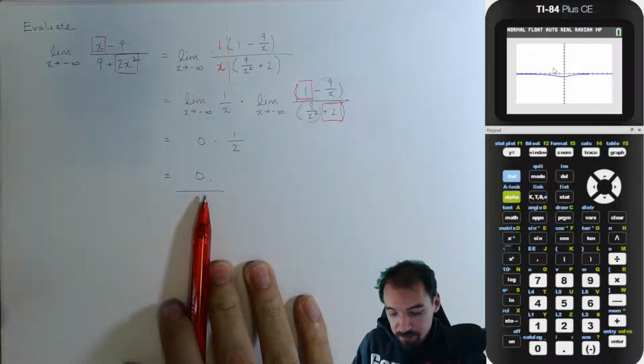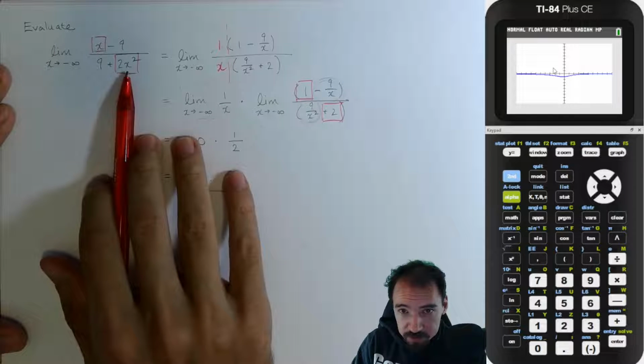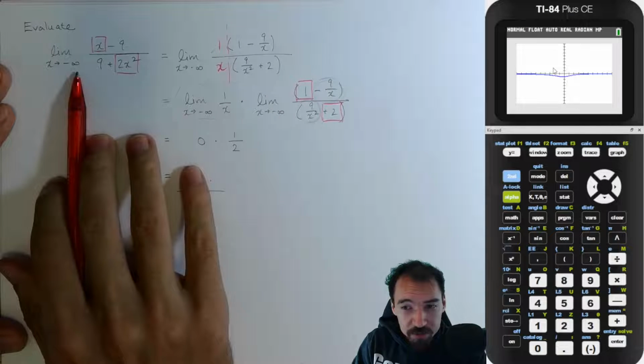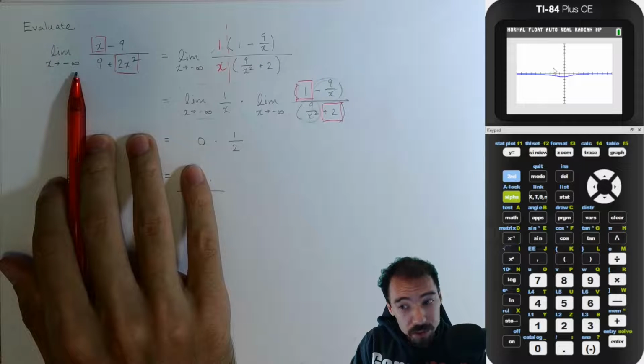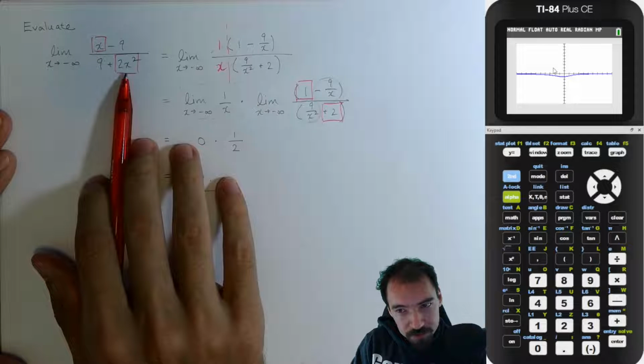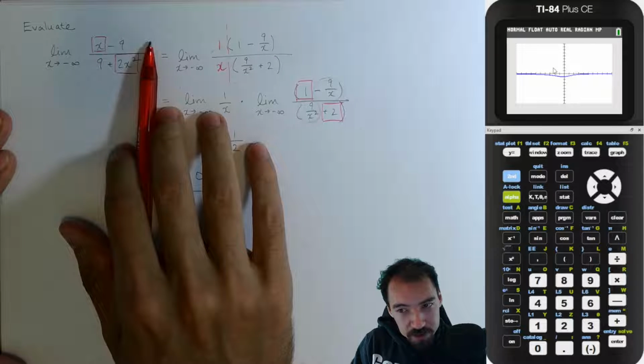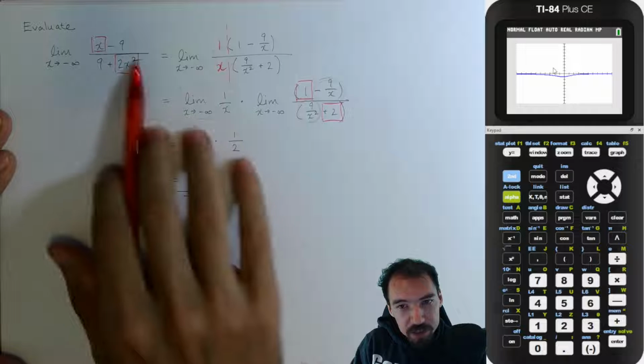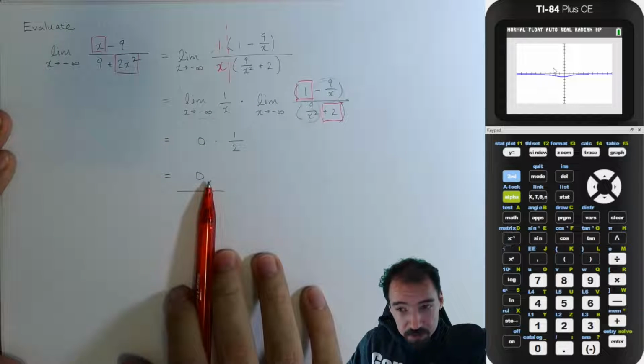Okay, one more time. If you have a fraction, and you're taking the limit as x approaches either positive or negative infinity, you look at just the biggest power of x on the top, just the biggest power of x on the bottom, you ignore everything else. And if the denominator has a bigger power of x, the limit's going to be 0.